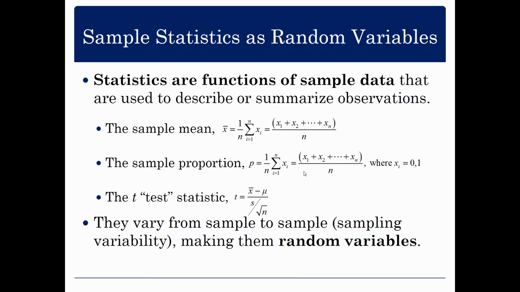And the test statistic we use to describe how far away the truth, mu, is from what we observe. So what we observe versus what we expected if our hypothesis is true. The key here is these are functions of sample data. Samples vary as a function of sampling variability. So they're random variables.